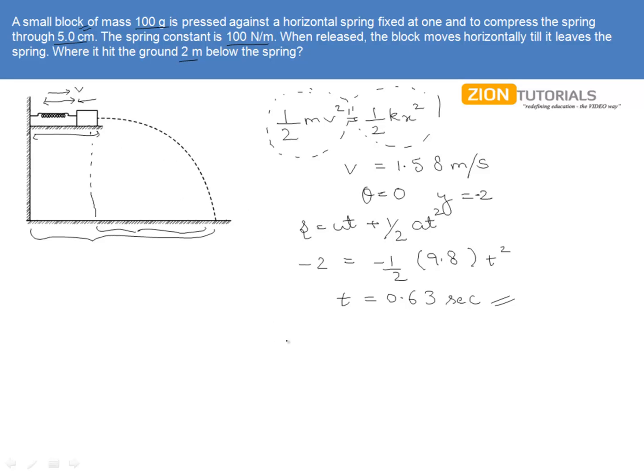air. So the horizontal distance that it will cover will be u cos theta into t. Putting the values over here, that is 1.58 into 0.63 is going to give us approximately 1 meter.